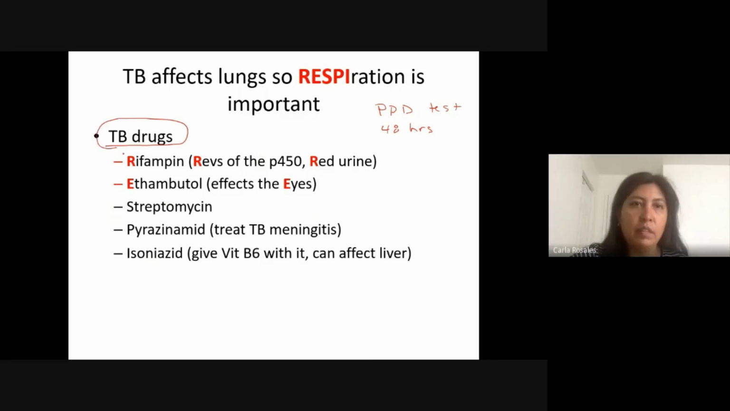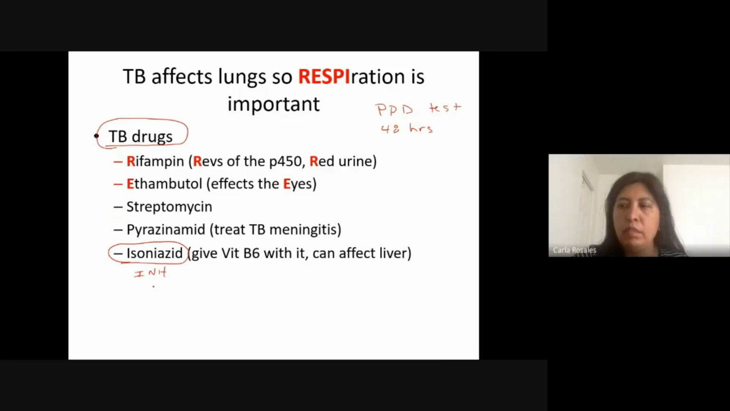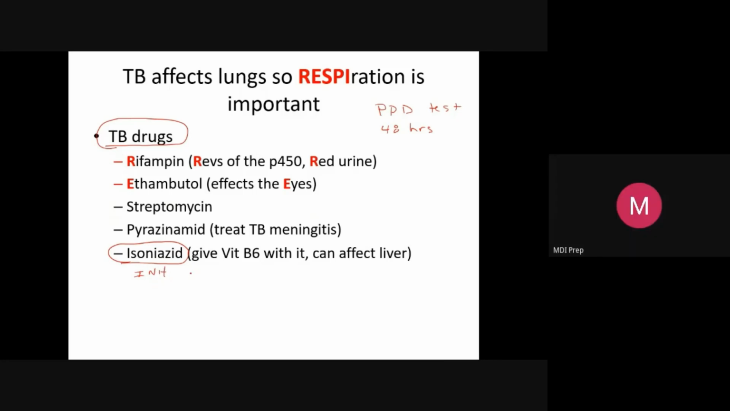The TB drug that you're going to start is isoniazid, called INH. If you give somebody this drug, it lowers their vitamin B6 levels. INH decreases B6. So if they're taking that drug, they're also going to have to take vitamin B6.